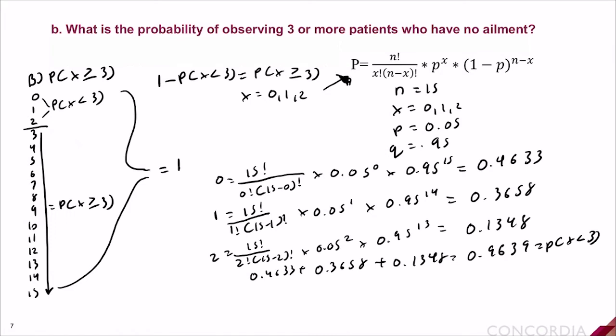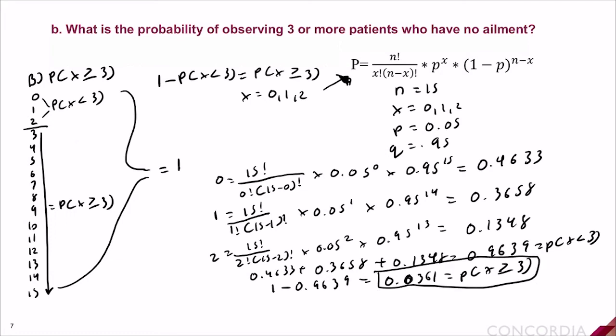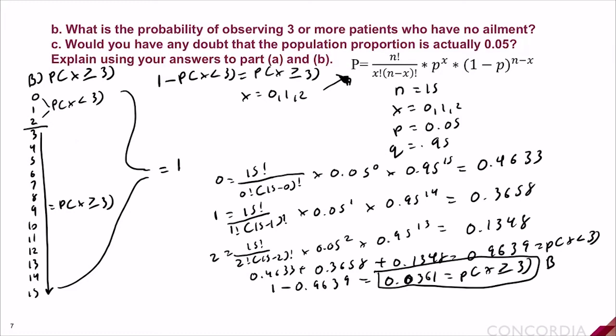However, we're looking for the probability of x being greater than or equal to 3. So we will take 1, subtracted by our answer. Which should give us an answer of 0.0361. Which is the answer we're looking for, and it is the probability of x being greater than or equal to 3. This is our final answer for B.